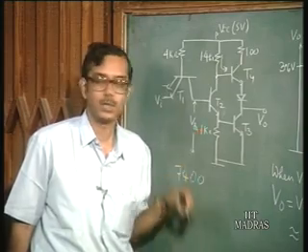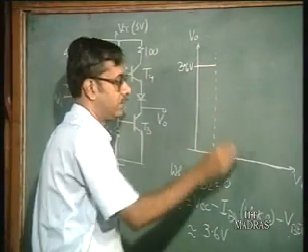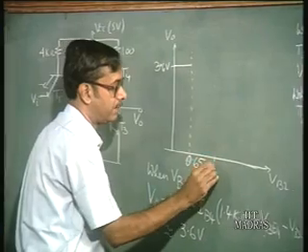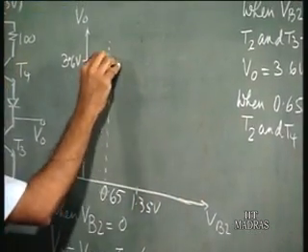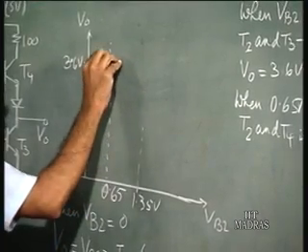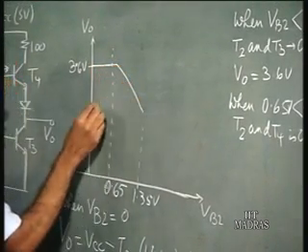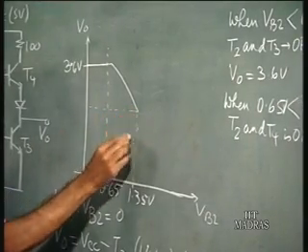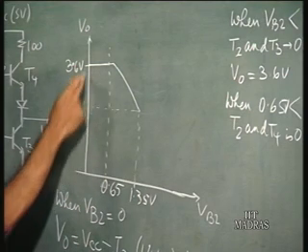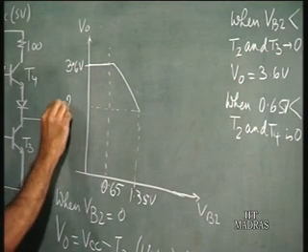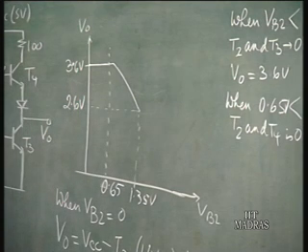So in this range, when VB2 becomes 1.35 volts, the output is going to fall. This is a 0.7 volts difference. If the slope is minus 1.4, this would be around 1 volt, so this is 2.6 volts. Now what happens? This has become 0.65 volts.